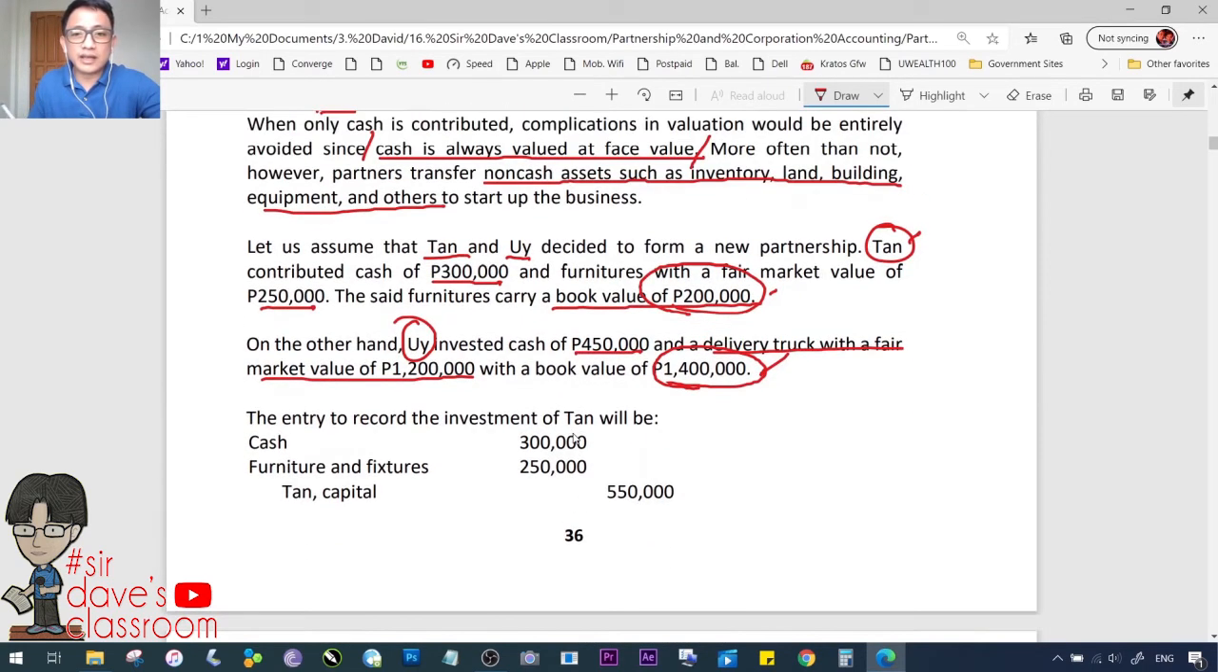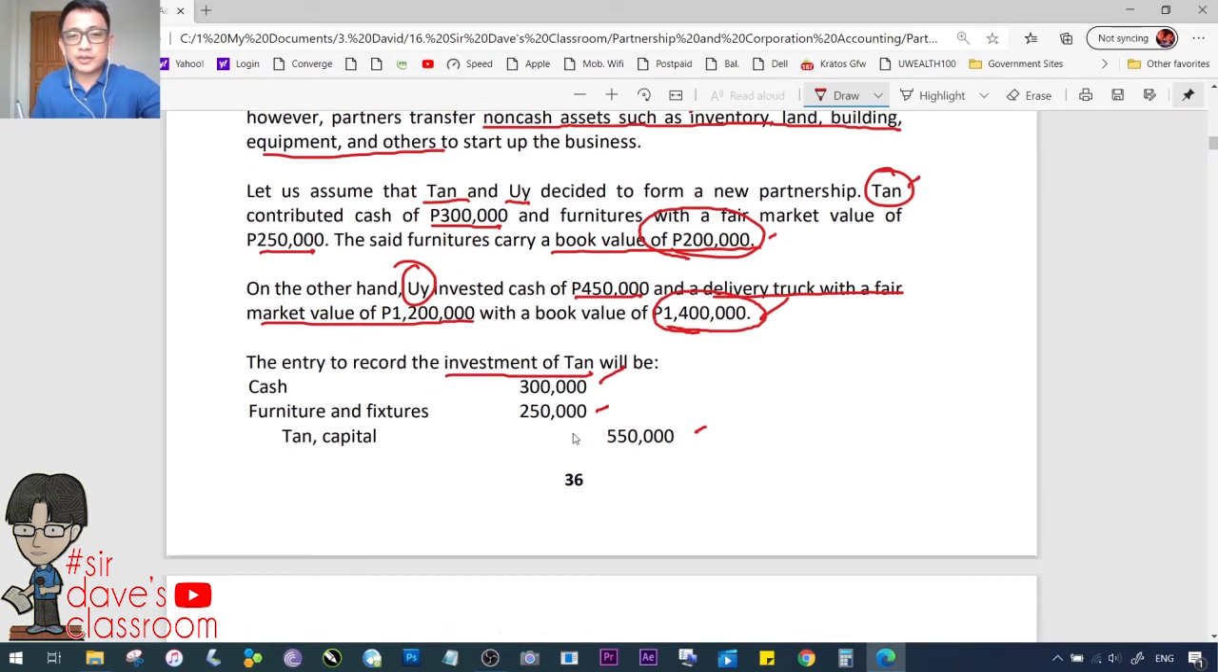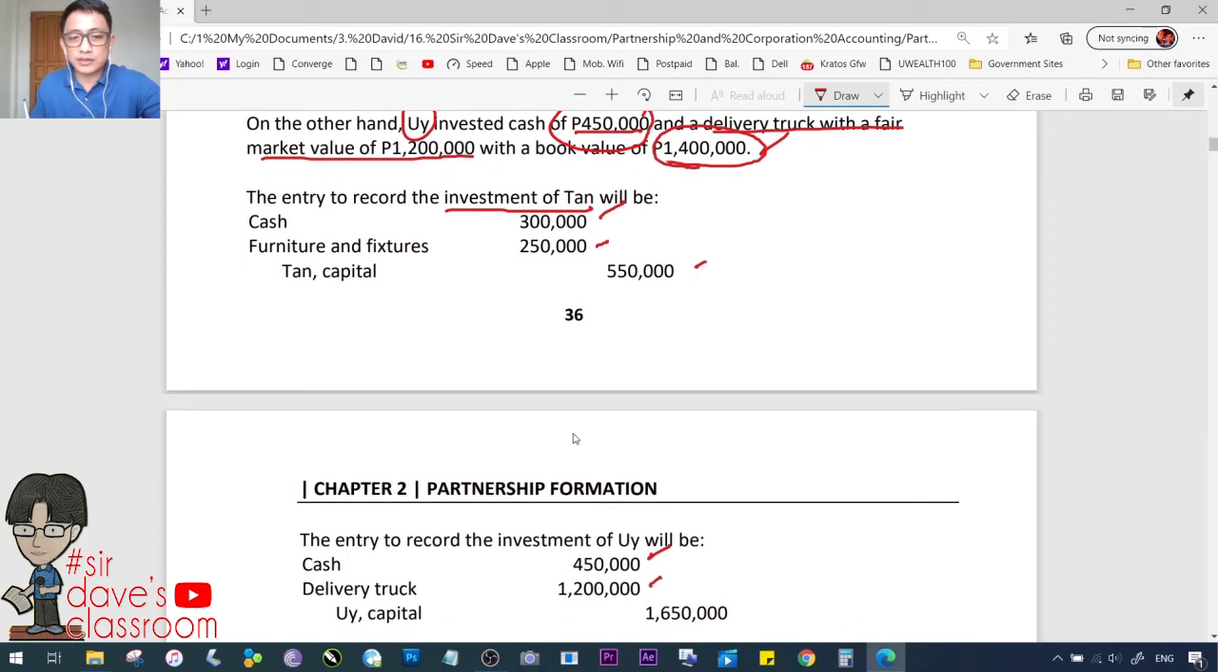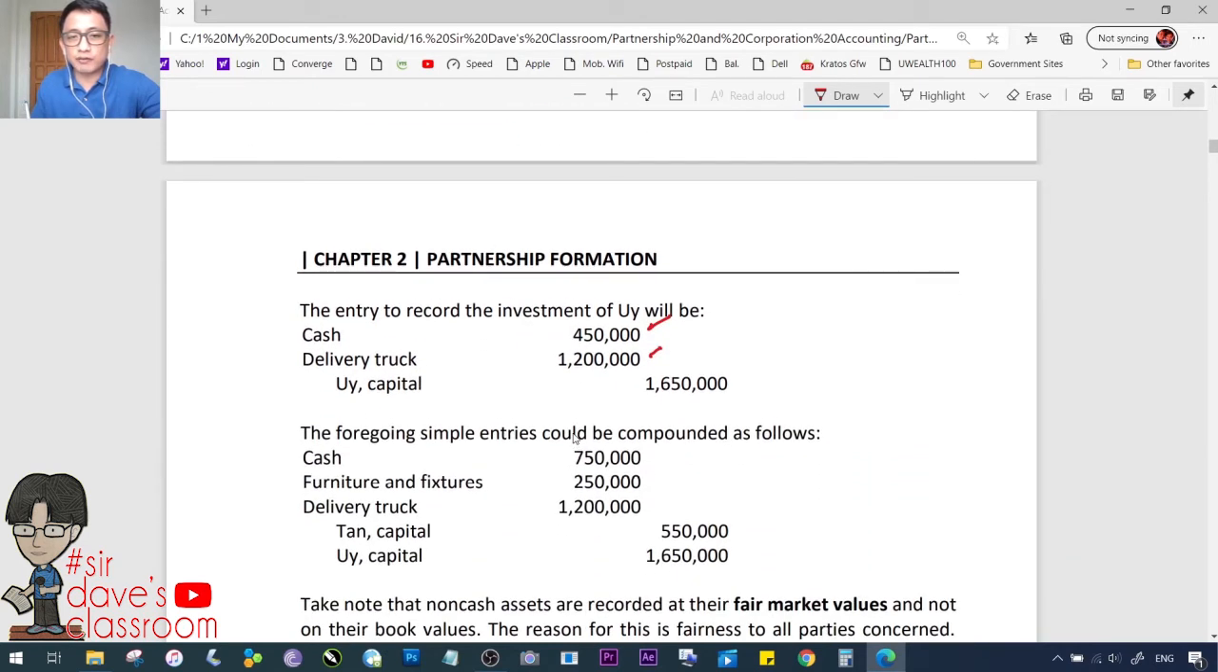Okay? Entry, debit cash, 300,000. Yun yung galing kay Tan. Debit furnitures, okay, with a fair market value of 250,000, also kay Tan. Okay? Investment of Tan lang pala ito. Credit Tan capital of 550,000. To record the investment of Uy, on the other hand, debit cash of 450,000 and delivery truck of 1,200,000. Credit Uy capital for 1,650,000, the total of the two.